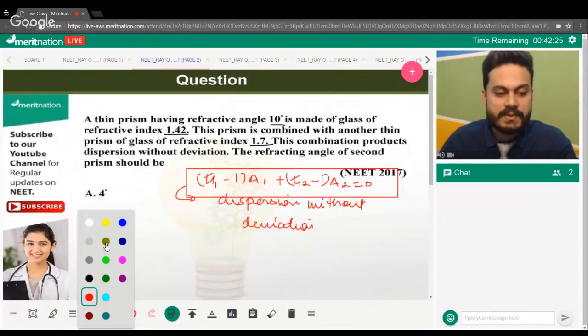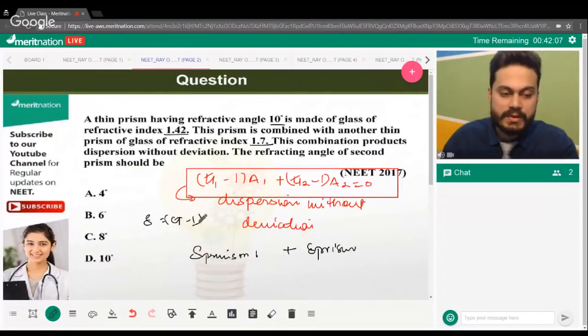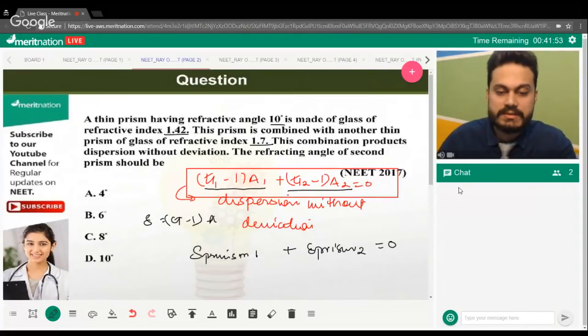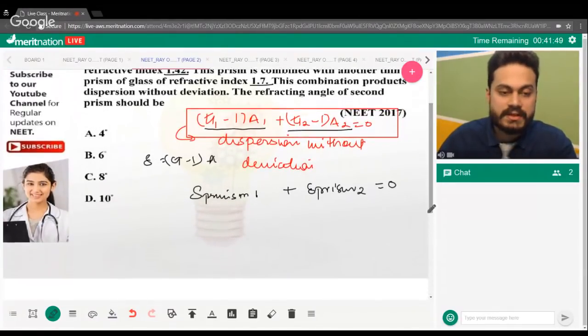Dharmik is asking me to explain again. Dharmik, okay, so this is without deviation, right? So deviation by prism 1 plus deviation by prism 2 should be 0, right? And you know what deviation is? Delta is equal to (mu minus 1) into A. Dharmik, I'm not doing anything rocket science over here. It's a simple one, right? So deviation by the first prism is here. Deviation by the second prism is here. So net deviation should be 0. So deviation by the first prism plus deviation by the second prism is equal to 0.